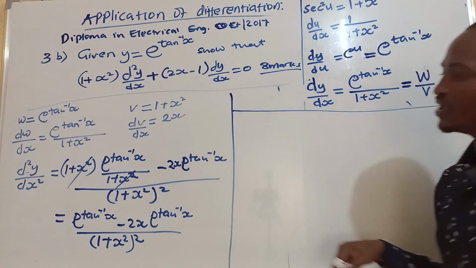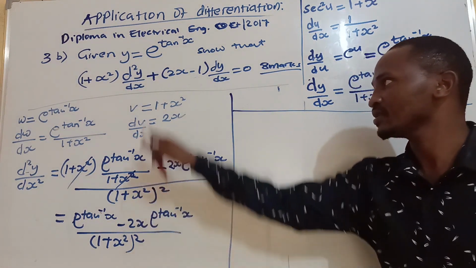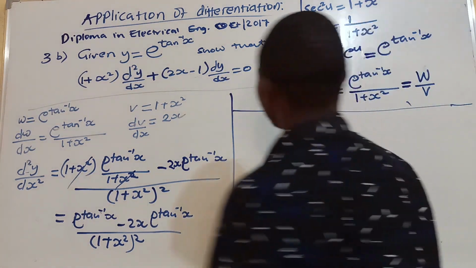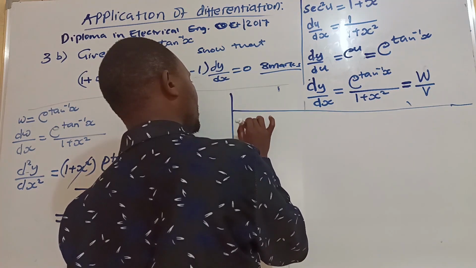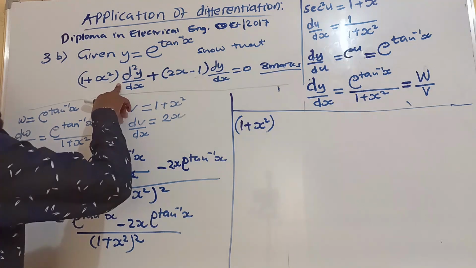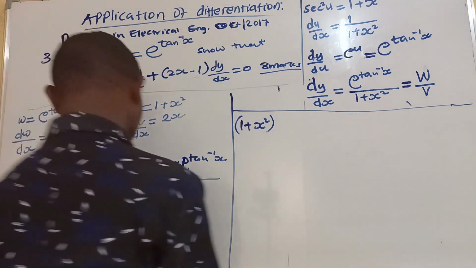So now we want to put this first order derivative in that equation. So we have 1 plus x squared times the second order derivative of y with respect to x, which is this one.